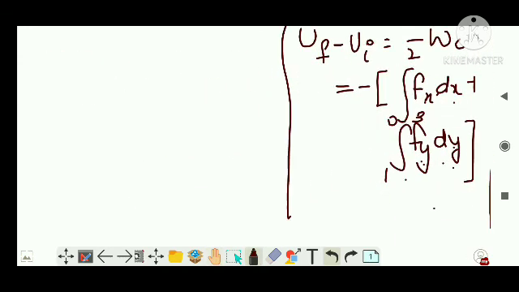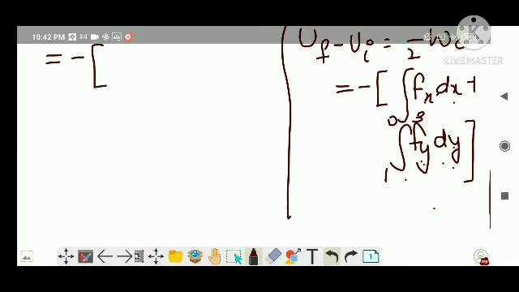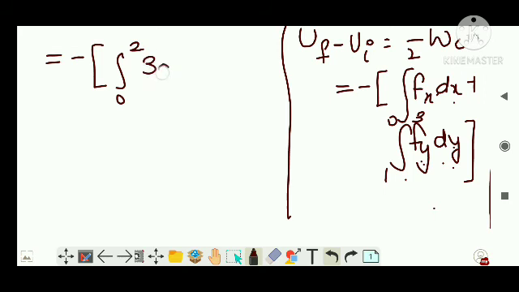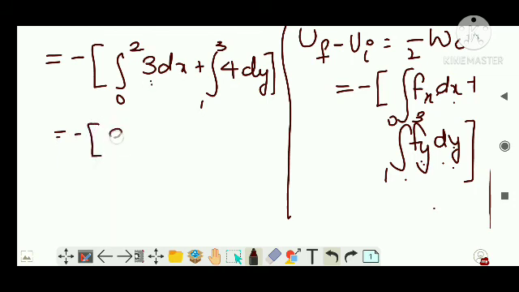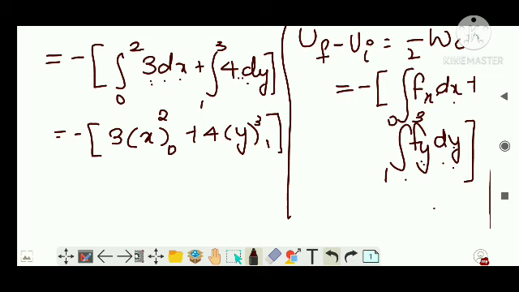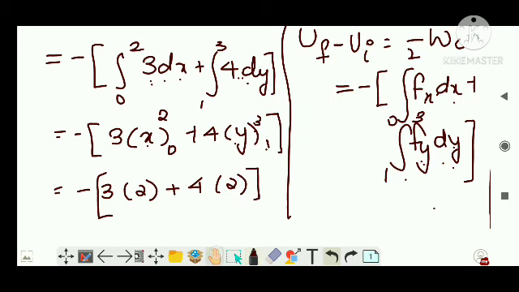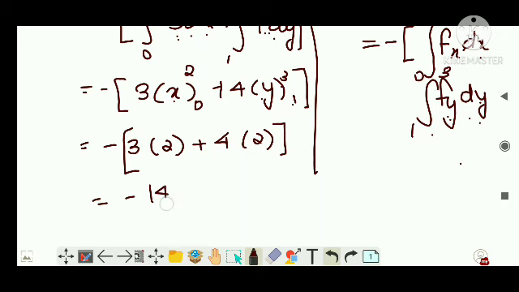Putting the values in these equations, it is equal to minus integral 0 to 2 Fx is 3 dx plus integral 1 to 3 Fy is 4 dy. Now that is equal to minus, 3 is constant, then integral dx is x, upper limit 2, lower limit 0, plus 4 is constant, integral dy is y, upper limit 3, lower limit 1. So this becomes minus 3 times 2 minus 0, that is 2, plus 4 times 3 minus 1, that is 2. So you will get 6 plus 8, that is 14, or it is minus 14 joules.